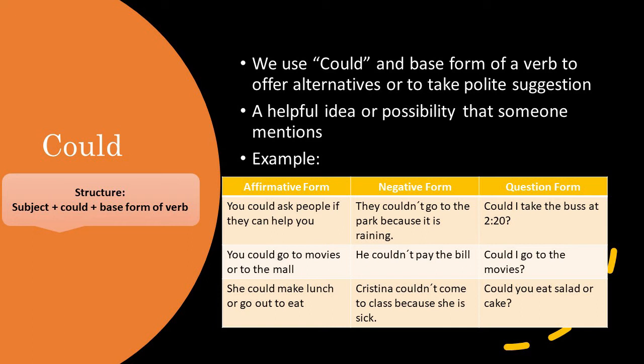That is the form that we can use, couldn't or could, in a negative form. For questions, we use could plus the subject plus the base form of the verb and the rest of the statement, right? So we use, for example, could I take the bus at 2:20? Or could I go to the movies? Or could you eat salad or cake?